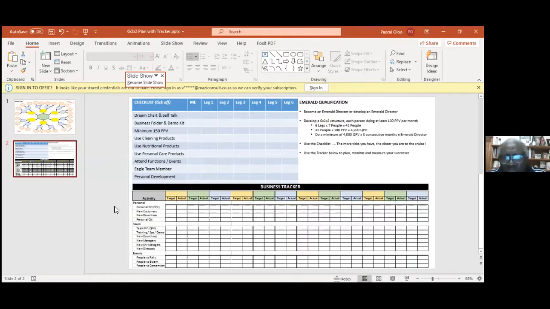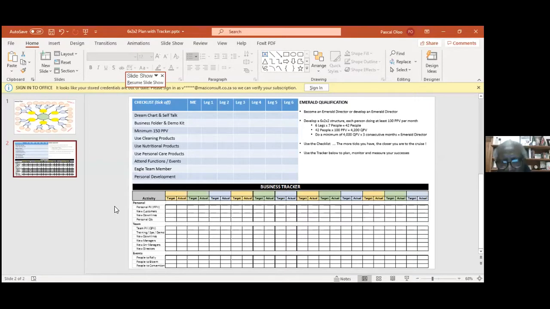This name list helps you to track how each of your legs are growing. And at the bottom there, you see business tracker. You can track the target and the actual, target and the actual, target and the actual. If you follow this simple system, you will find that you're able to actually check how your group is growing.